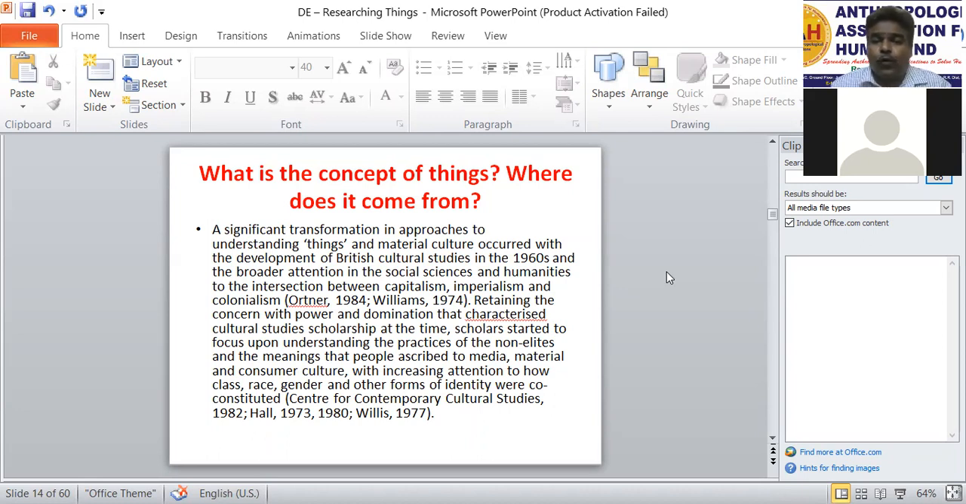Scholars started to focus upon understanding the practices of the non-elites and the meanings that people ascribe to media, material and consumer culture, with increasing attention to how class, race, gender, and other forms of identity were co-constituted. The Center for Contemporary Cultural Studies.